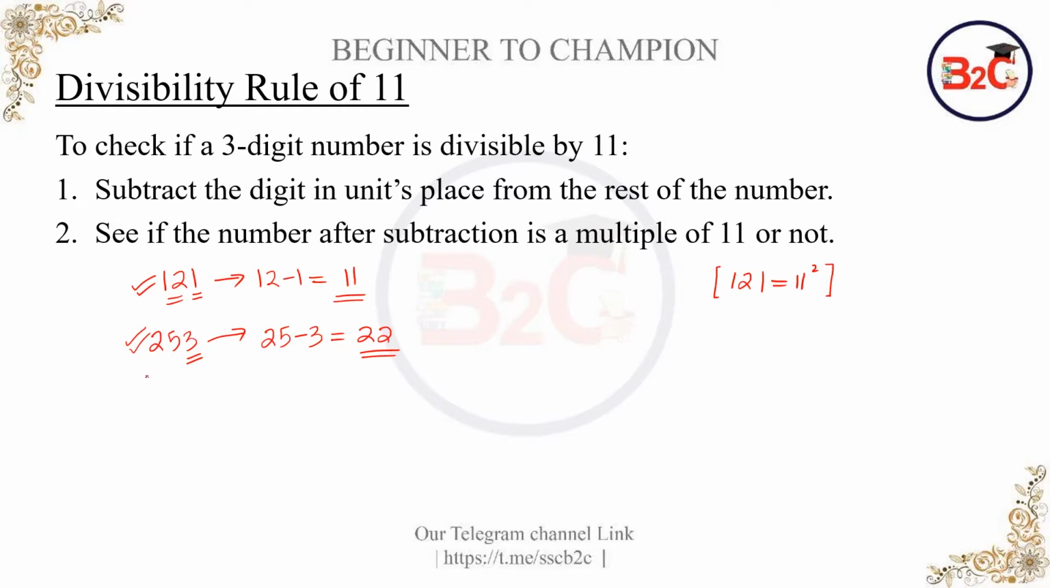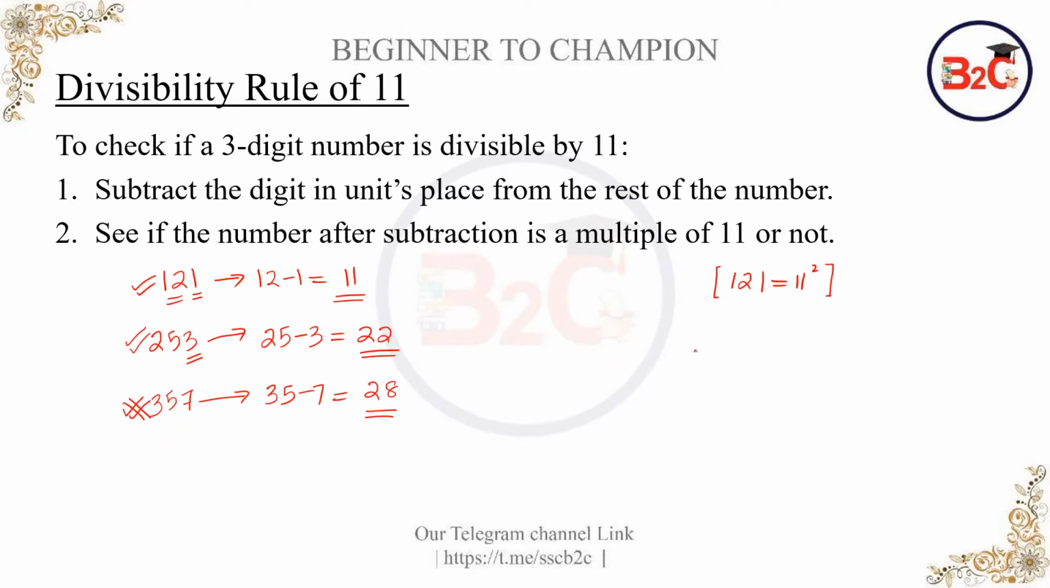Alright, let's try one more number. Let's try 357. Okay, so from 357, we can write 35 minus 7, which is 28. So the number after subtraction is 28 and 28 is not a multiple of 11. So according to our method, 357 is also not a multiple of 11. Okay. So if you want, we can verify this result here.